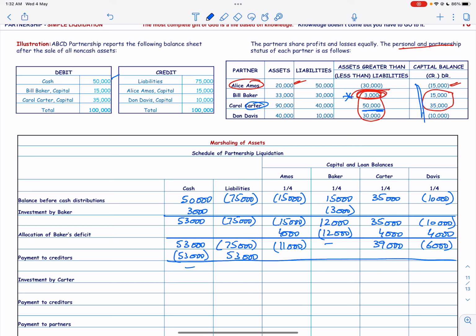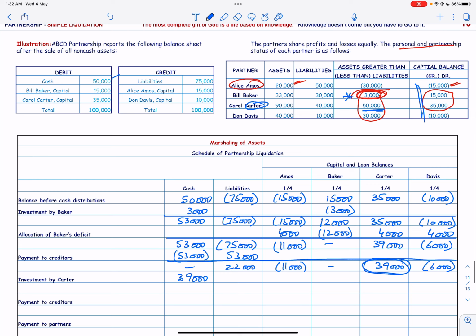So 22,000, 11,000, 39,000 and 6,000. Now Carol Carter is going to bring 39,000 as she is having a debit balance. So investment will increase cash by 39,000.